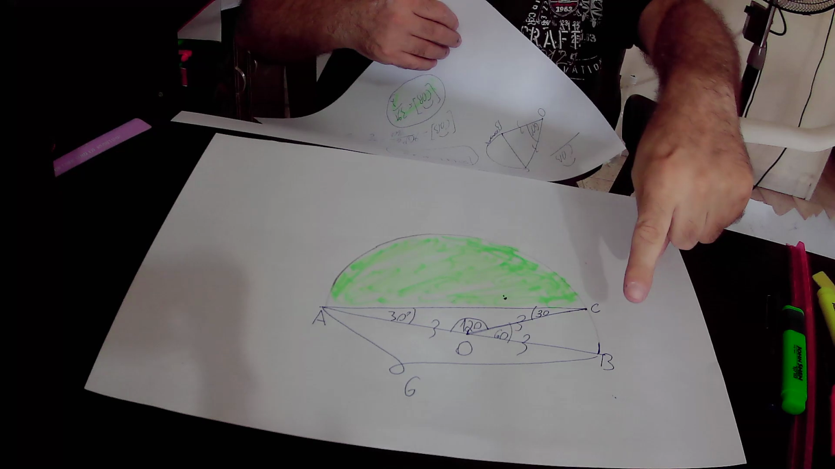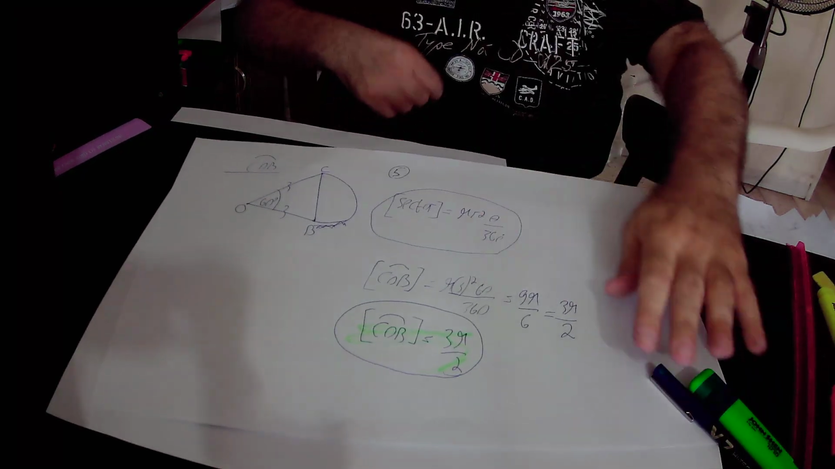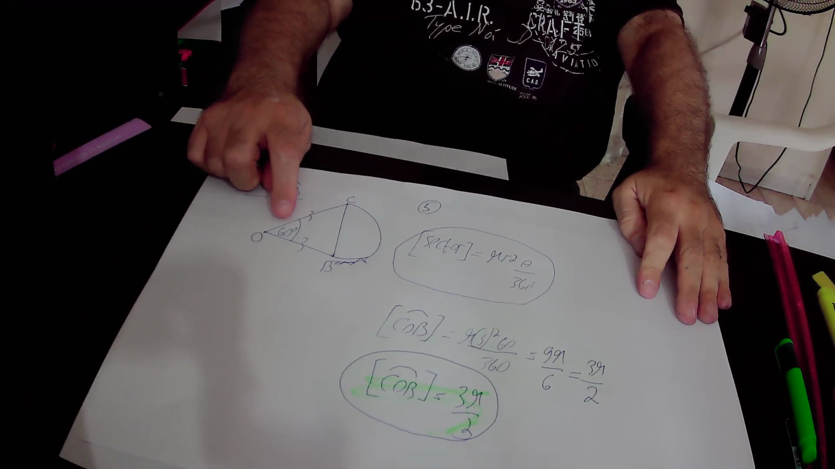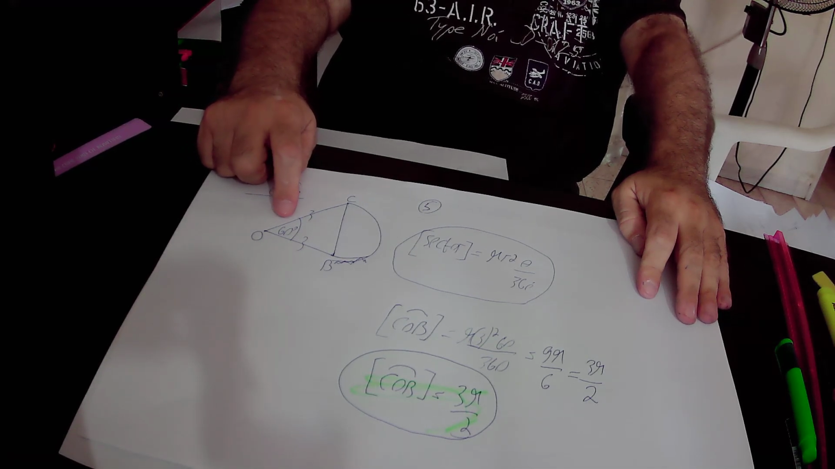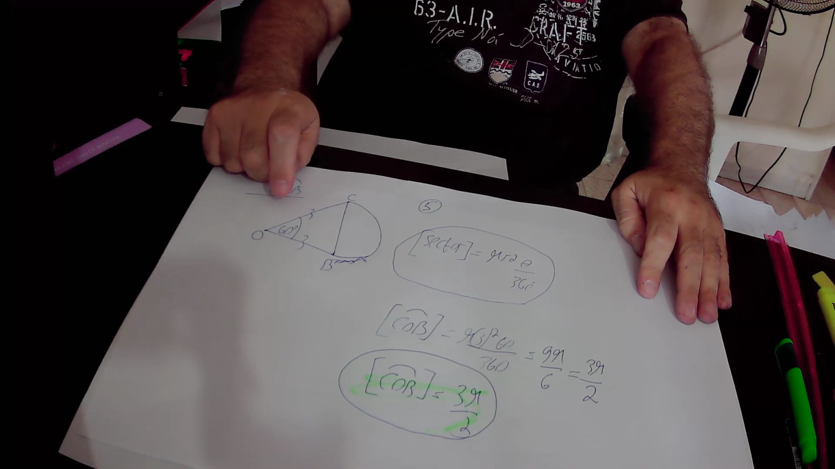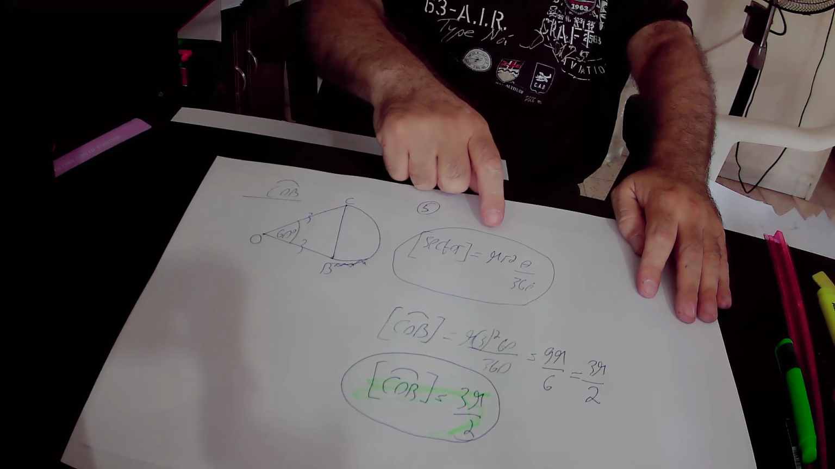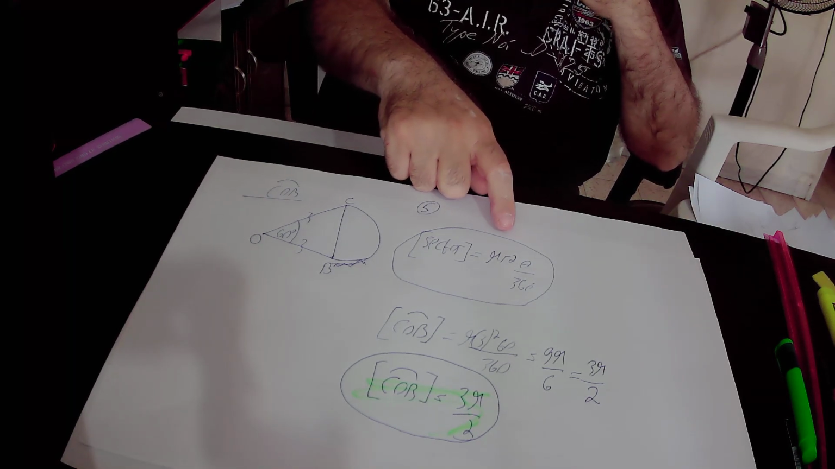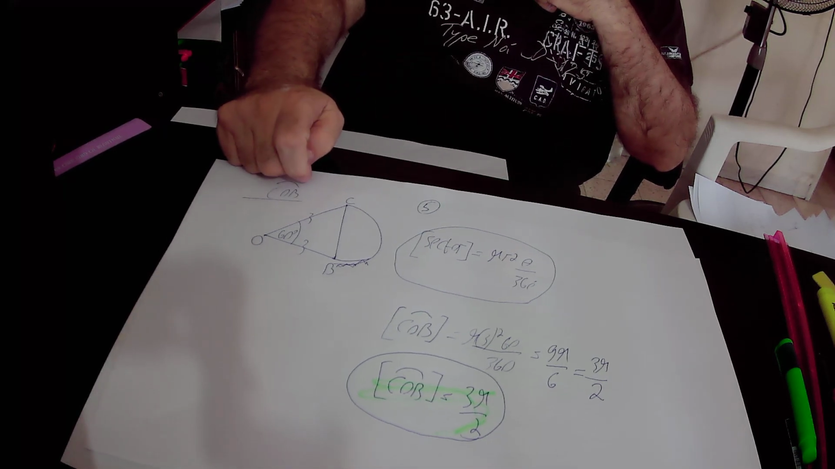So I copy sector COB onto a new page and we use the new formula in order to find the area of this sector COB. The angle between the legs of this sector is 60 degrees. CO and BO are both the radii of the semicircle, which is equal to 3 units. They are also the legs of the sector. So according to the new formula, the area of any sector equals pi r squared, that is the area of the circle that contains the sector, times theta over 360 degrees. Theta is the angle between the legs of the sector. In this case, it's 60 degrees.